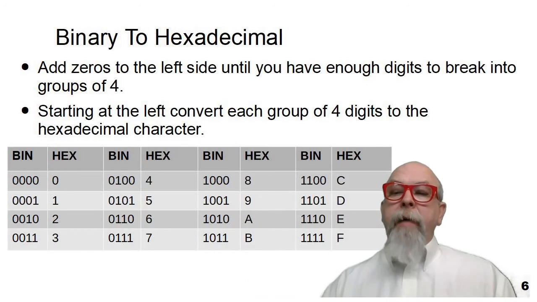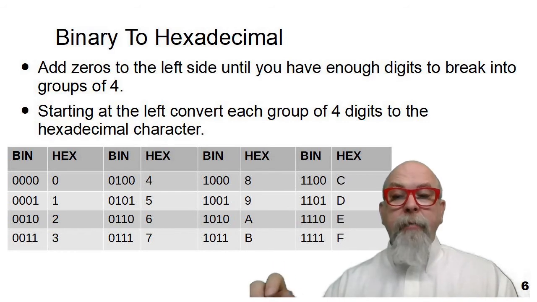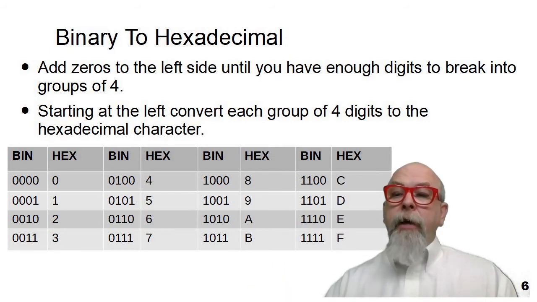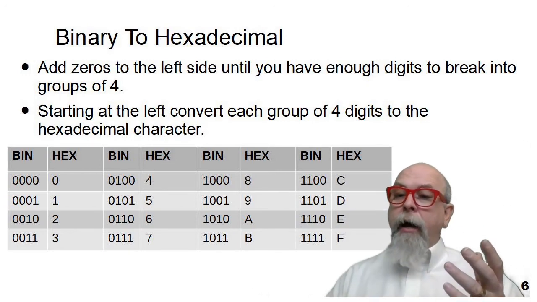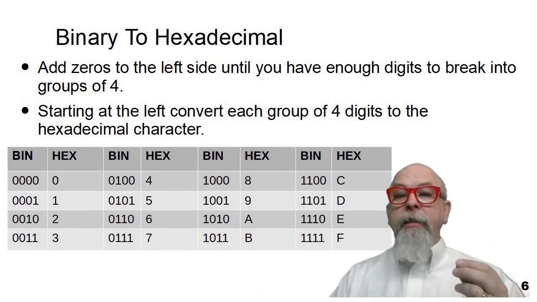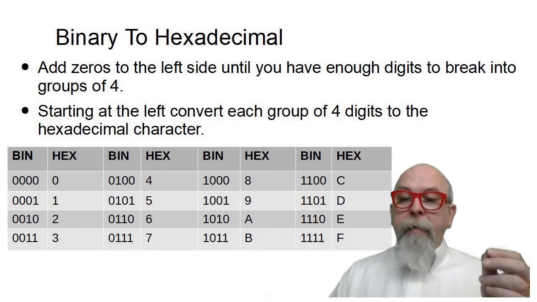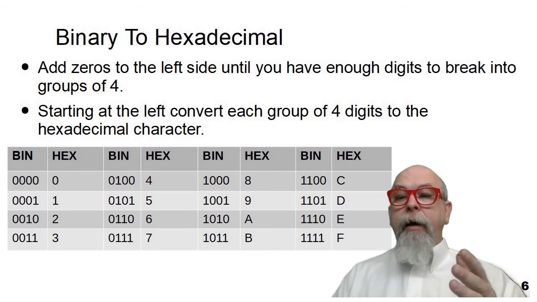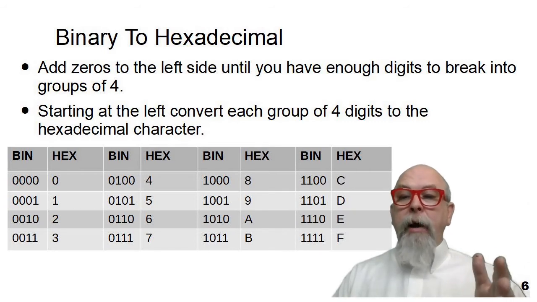To convert a binary number to hexadecimal is really easy. What you do is you add zeros on the left-hand side until you get enough digits so that you have an even number divisible by 4. So you just pad out zeros until you have a multiple of 4 for 8, 12, 16 digits.